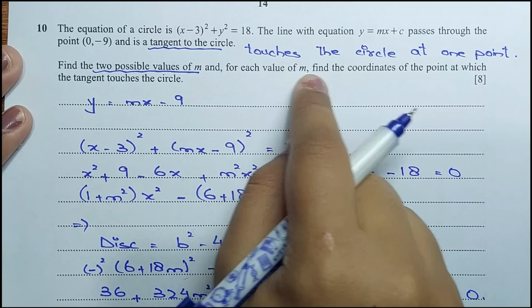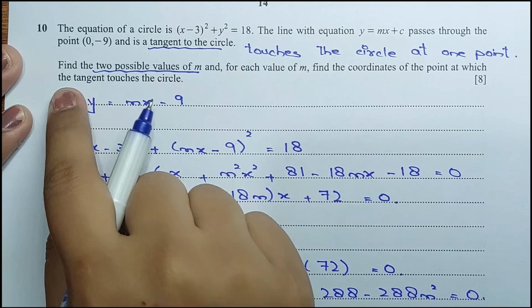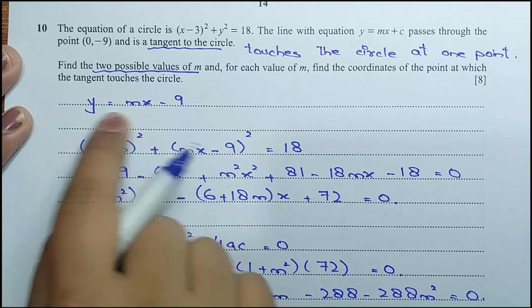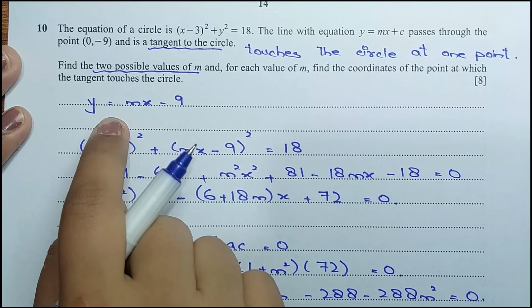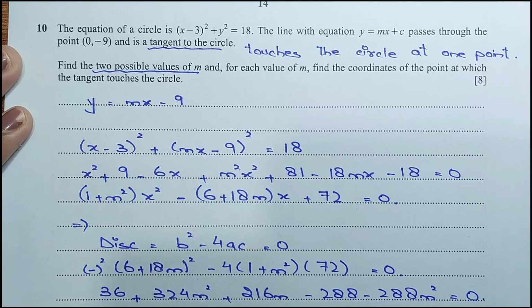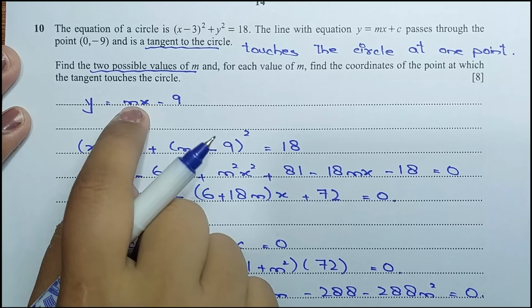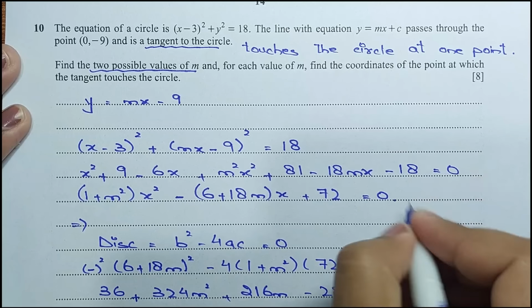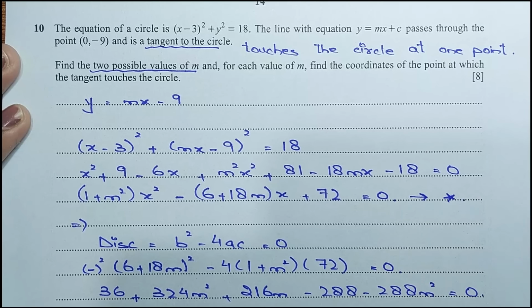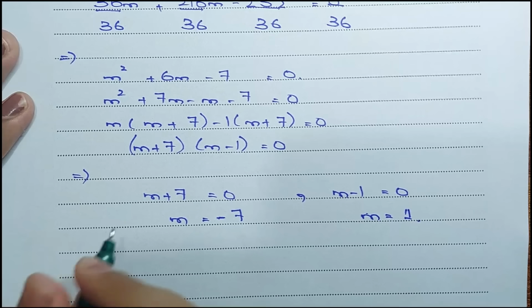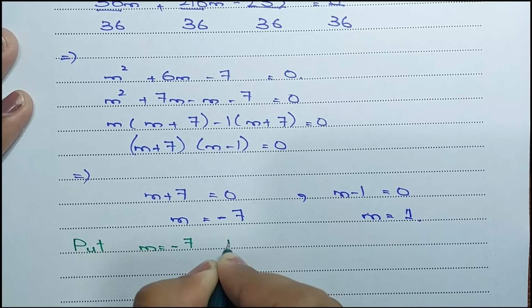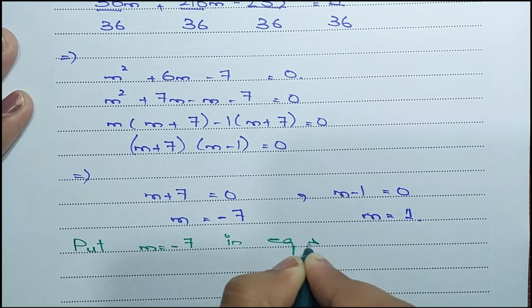For each value of m, find the coordinates of the point at which the tangent touches the circle. We have to find the x and y coordinates where the tangent touches the circle. We will easily get the y coordinate by plugging the m values and the x values. So let me solve for x first. Put m equals negative 7 in equation star.